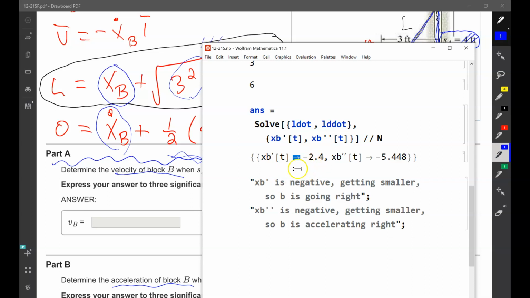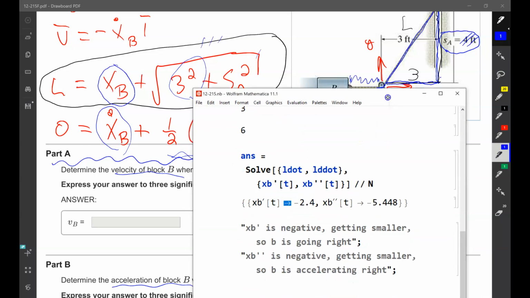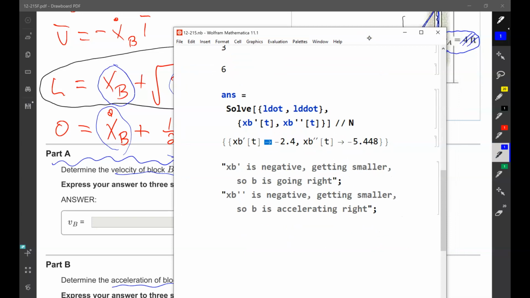The negative tells you that XB is getting smaller. If you look at the picture, if XB is getting smaller, that means that B is moving to the right. So the answer for what is the velocity would be 2.4 to the right. Notice that XB double dot is also negative, so it's also getting smaller. So the acceleration is 5.4 to the right.